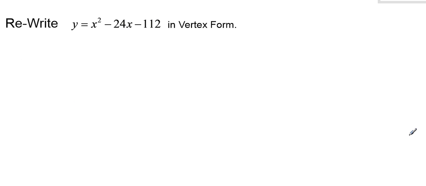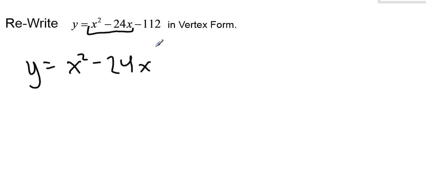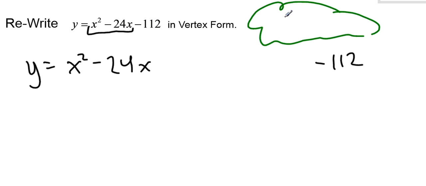Let's do another example. Again, I want to rewrite this into vertex form. These two terms here are going to be used to create a perfect square trinomial, and this negative 112, let's just move it over here. We'll deal with it later. So brain, time for you. What number do I have to add to create a perfect square trinomial?